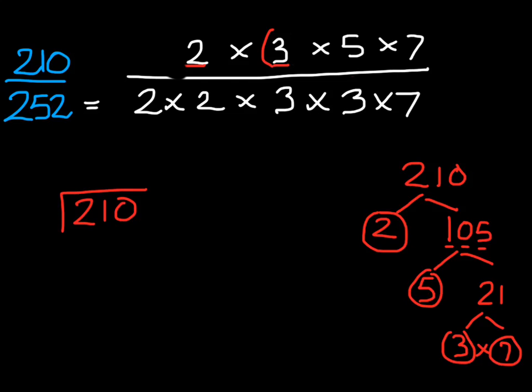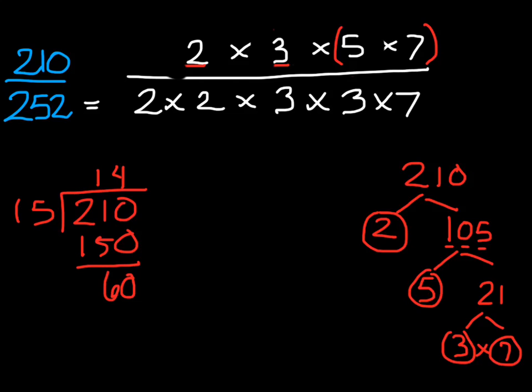Check it out. 3 times 5, that's 15. 15 is also a factor of 210, right? 15 goes into 210 14 times. So I could divide this number by 15, right? What else is a factor of 210? Well, you could see any other combination. 5 times 7, 35 is a factor of 210. I could divide it by 35 if I wanted to. I don't really want to, though, right?